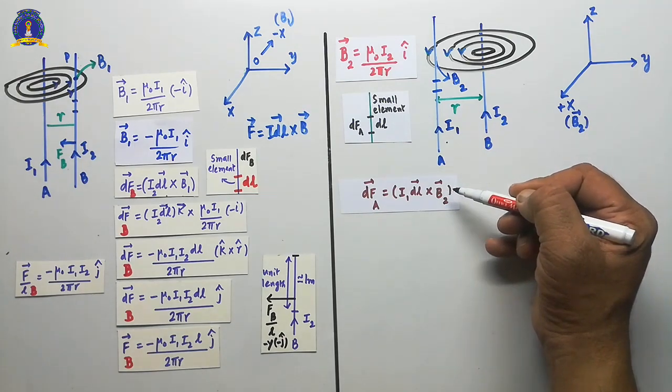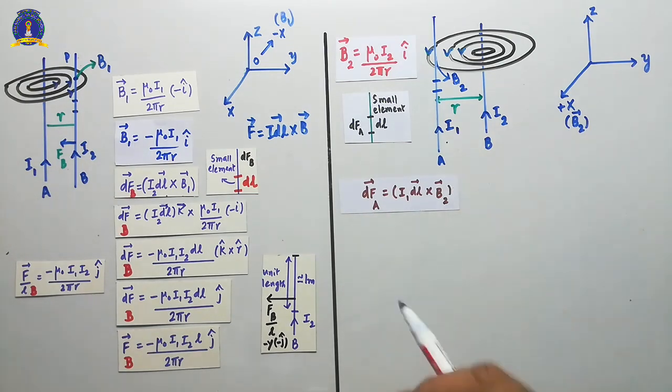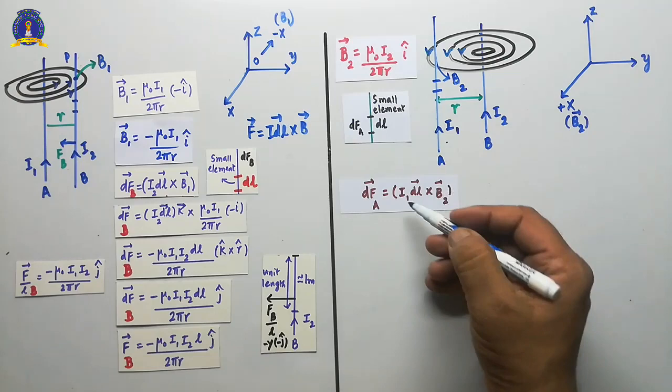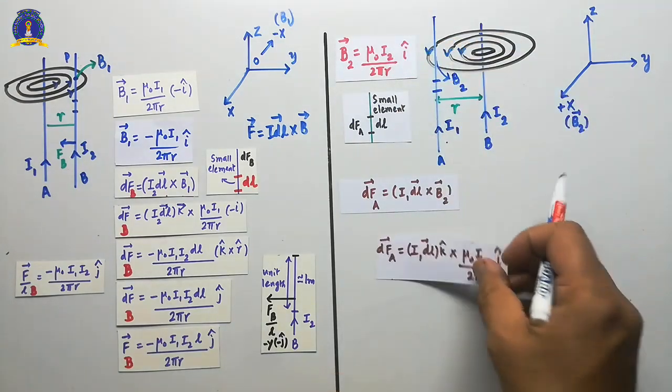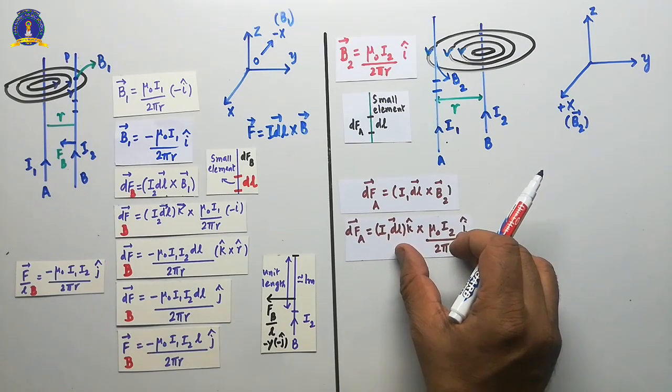Now what we have to do? In the next step, we have to substitute B2. I1 DL is there, already B2 is there. This B2 is to be substituted here. After substitution, you will get this equation.